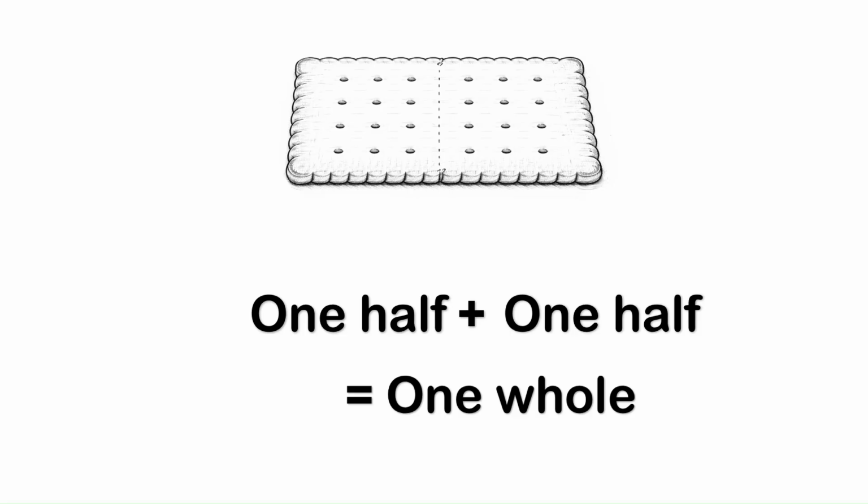Let us now write these two fractions using digits. The fraction to the left is 1/2, which means one part out of two equal parts. Similarly, the fraction to the right is also 1/2. Now add these two fractions to get one whole.